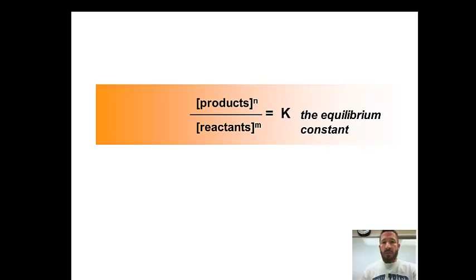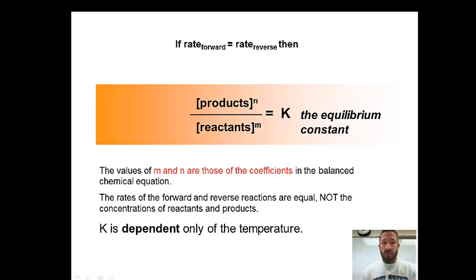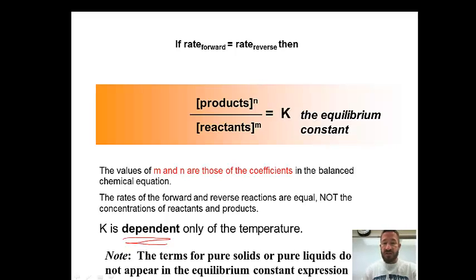So remember, K is equal to products over reactants. That's our equilibrium constant. The rate of the forward is equal to the rate of the reverse. N and M are the coefficients from the balanced equation. And K is dependent only on the temperature of the system. A couple things to notice.